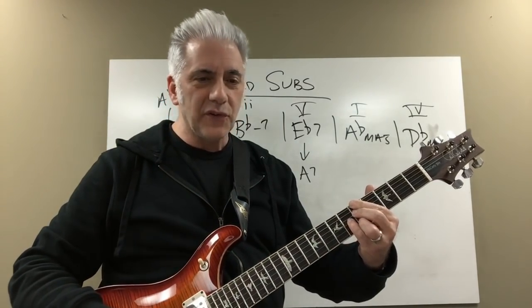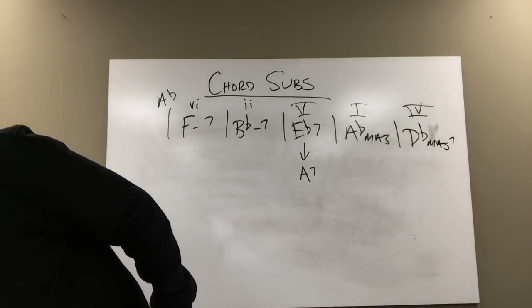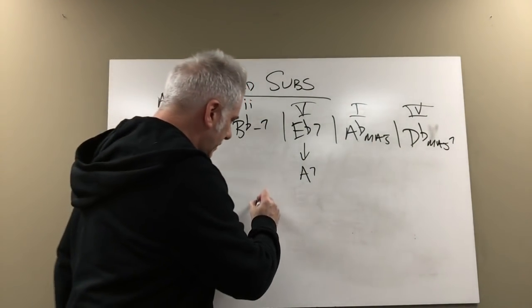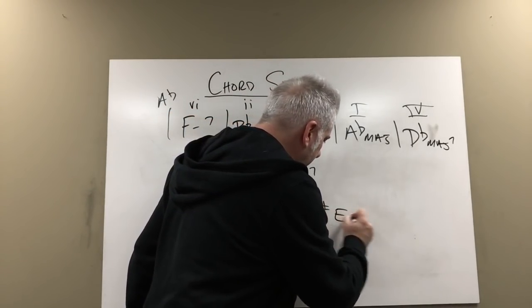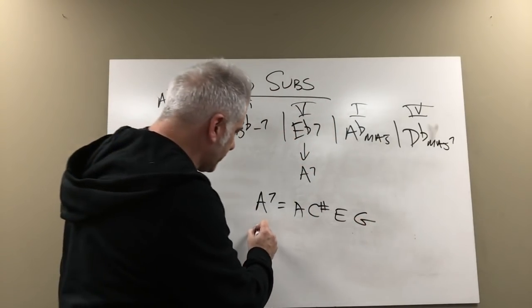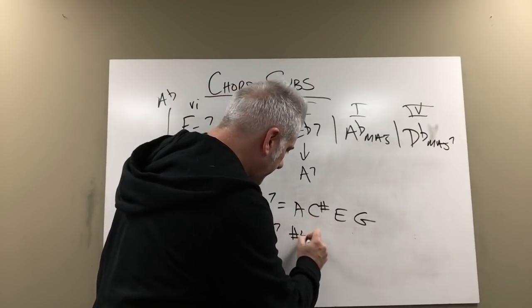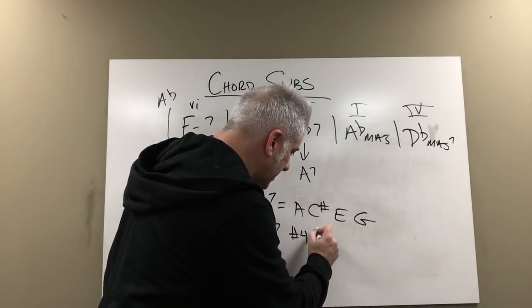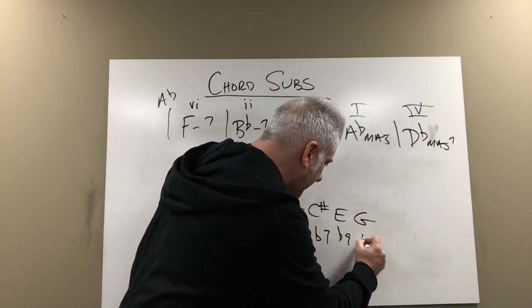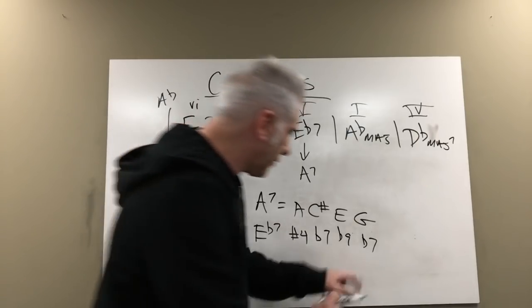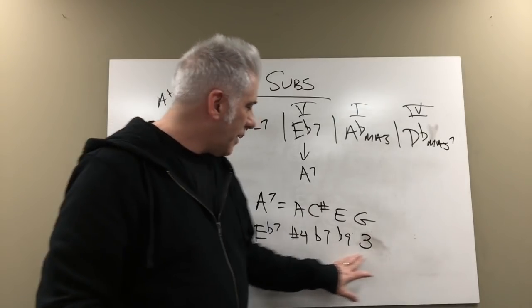Okay, so that tritone sub is from the same melodic minor scale. A7 has the notes A, C sharp, E, G. If I compare it to an E flat 7, A is the sharp 4, C sharp is really D flat, which is the flat 7, E is the flat 9, and G is the 3rd. That's why the tritone sub works.